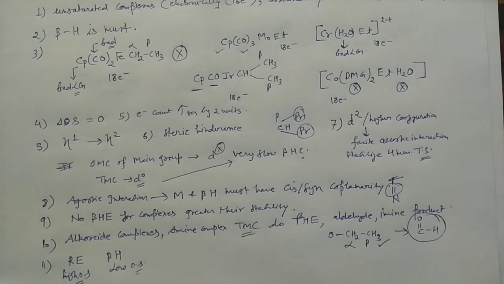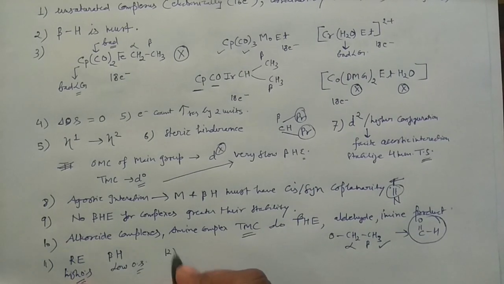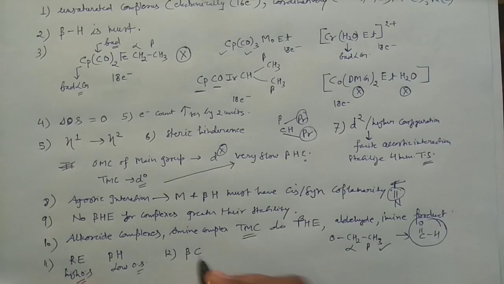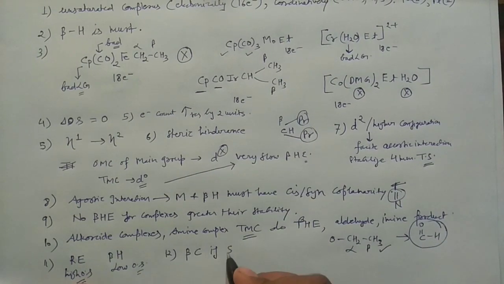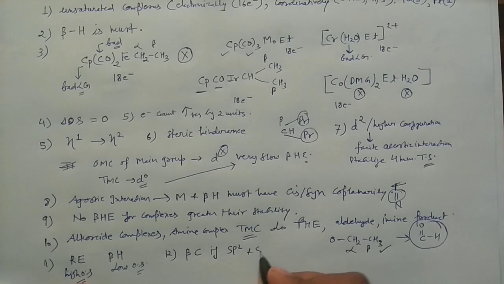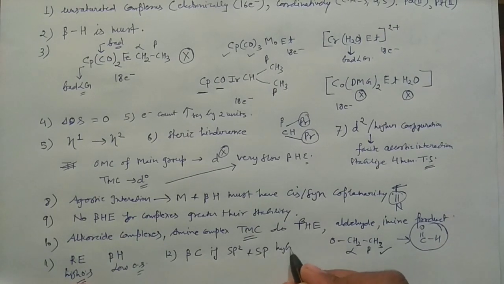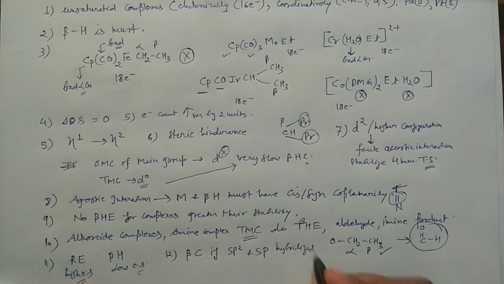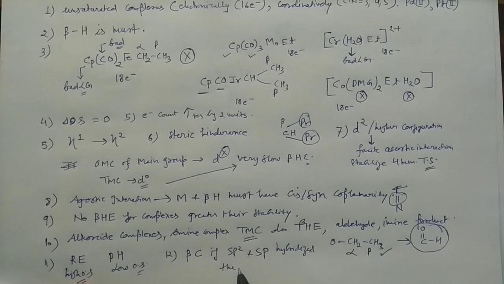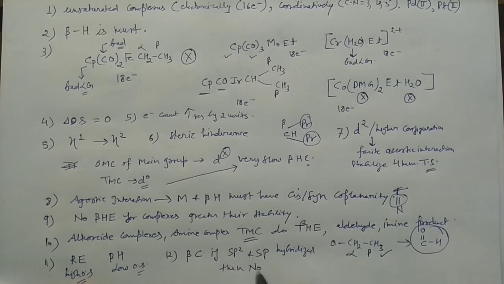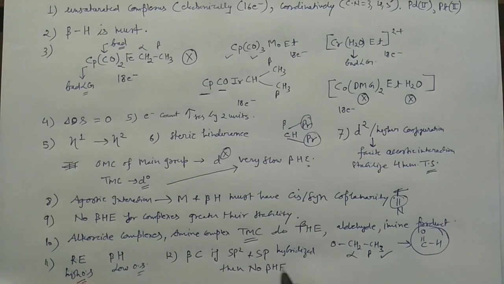Say number 12, if the beta carbon is sp2 or sp hybridized, right, then no beta hydride elimination reaction would occur. This is a very important point.